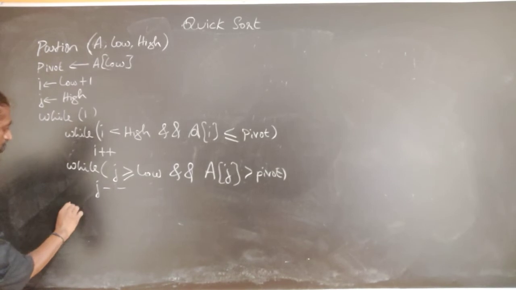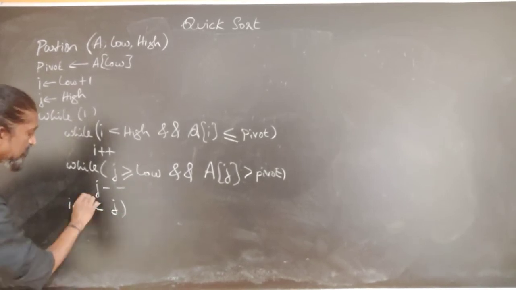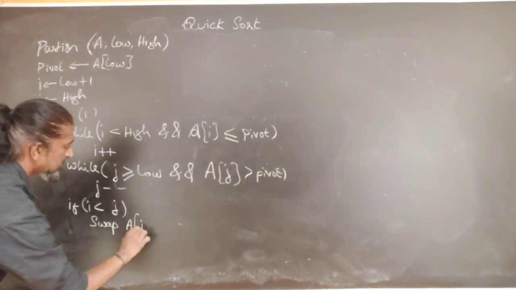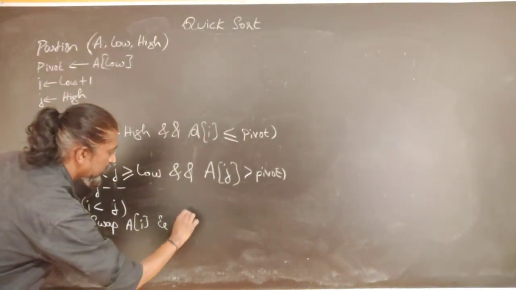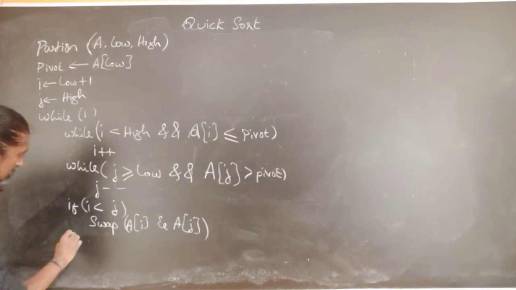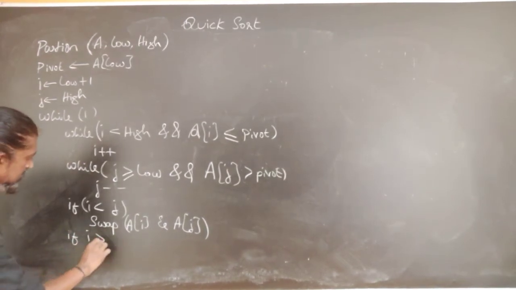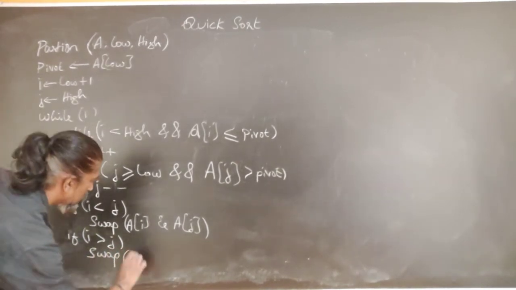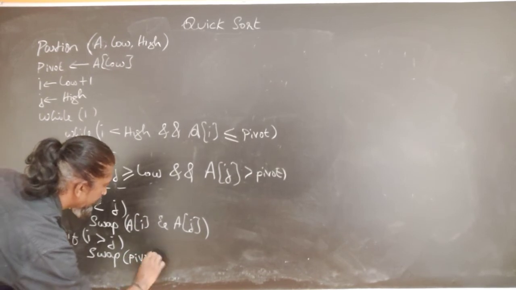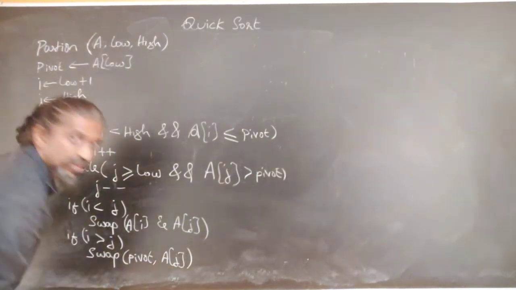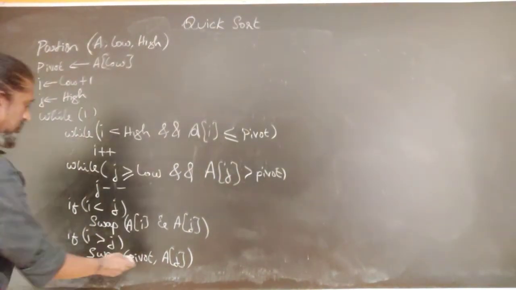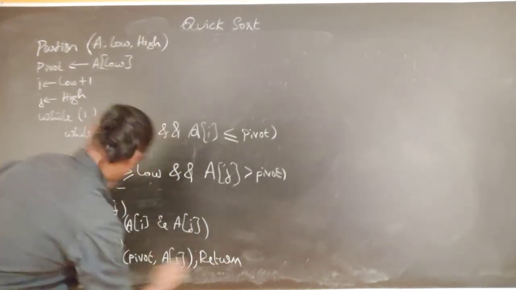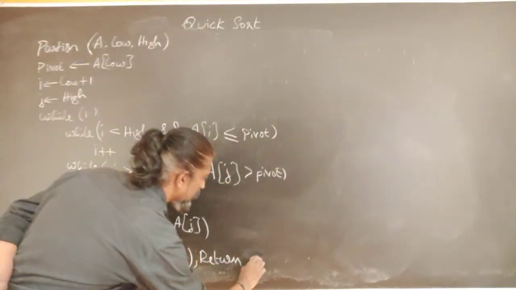Okay, so if at all I is less than j, meaning I and j have not crossed over, then what we are going to do is swap the elements present at the I pointer and the elements pointed to by the j pointer. Okay, if I is greater than j, then they have crossed over. We will swap pivot with a of j, and we have achieved the partition, and therefore we will return the partition position, that is j.